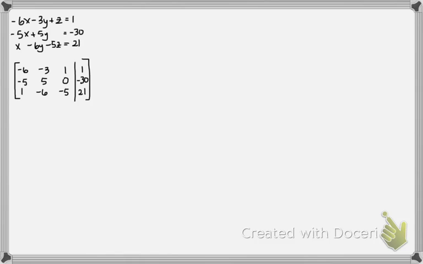What am I changing first? Which number? The negative 6, and I want to change it to 1. By multiplying the row by 6? By dividing by negative 6. Or multiplying by negative 1/6. Yeah.